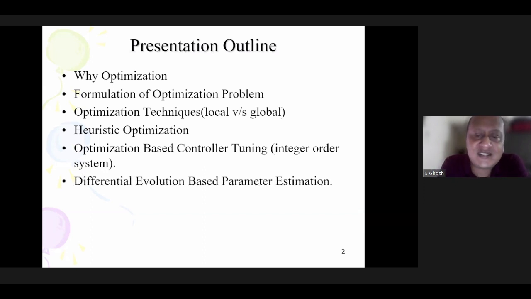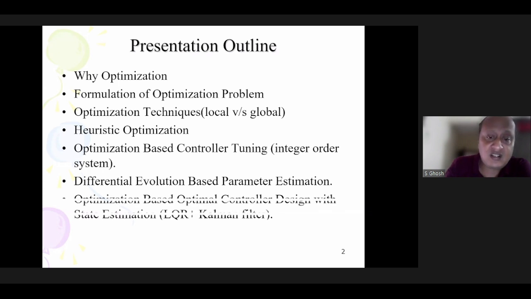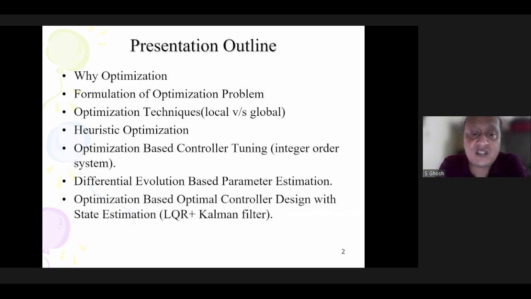And then I will be discussing system modeling, where I have a system and I don't know the transfer function of the system. How can we derive the transfer function or the mathematical model of the system in terms of the state space equation or the differential equation? There, how we can apply optimization, I would be discussing under differential evolution based parameter estimation. Differential evolution is a type of heuristic optimization technique.